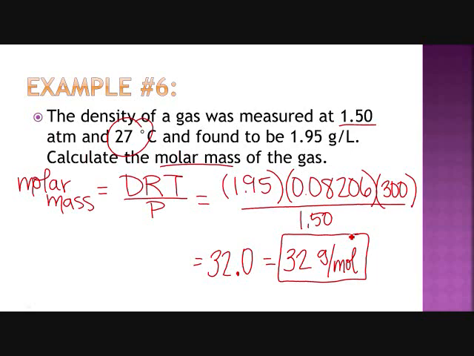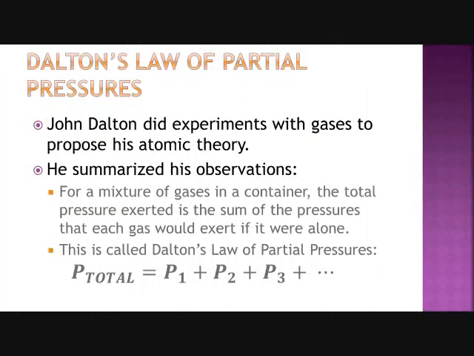All right, we're almost there to the end of 3.4. So John Dalton did experiments with gases to propose his atomic theory. We have Dalton's atomic theory. 4 out of the 5 are still correct to this day.